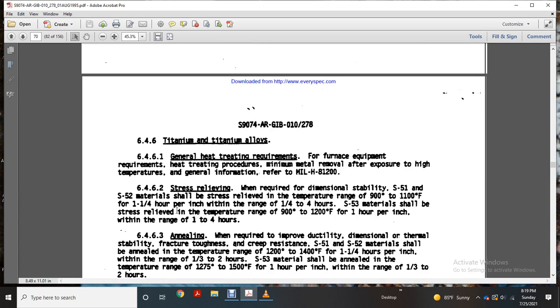Stress relieving when required. For dimensional stability, S51 and F252 materials should be stress relieved at a temperature ranging from 900 to 1100 degrees Fahrenheit for 1¼ hours per inch, with a range of 1¼ to 4 hours. 753 materials shall be stress relieved at a temperature ranging from 900 to 1200 degrees Fahrenheit for 1 hour per inch, with a range of 1 to 4 hours.